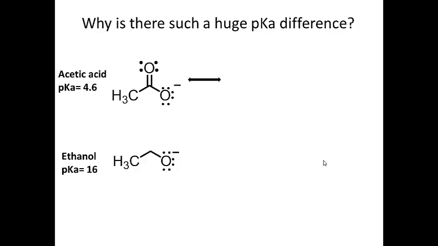Well, if we look here, here's the conjugate base of acetic acid. Here's the conjugate base of ethanol. What do you notice? What can I do to the conjugate base of acetic acid that I cannot do to the conjugate base of ethanol? Let's look at it. I can actually do resonance and delocalize that negative charge over multiple atoms. So now the negative charge goes from this oxygen to this oxygen here, and I'm able to do resonance.